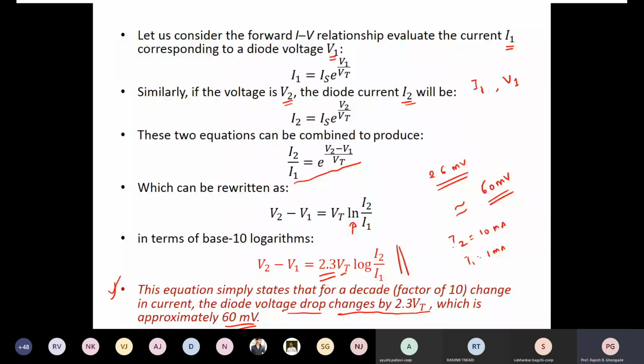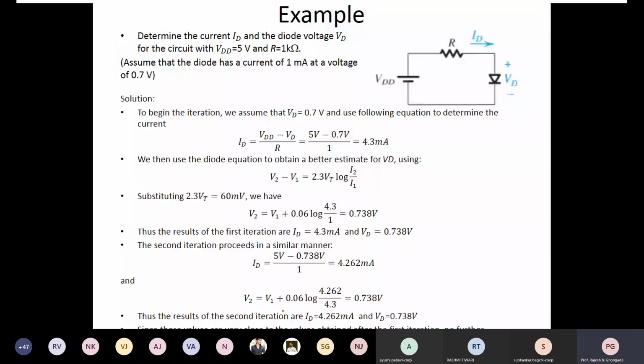Now we'll start with an example and see how to find out the current ID and what is Vd. Now this is an interesting thing. As I said, we have two equations, two unknowns, and this is a very good method. Many times such a question is asked in GATE examinations to analyze the diode circuit. Okay, so how do you start with that?